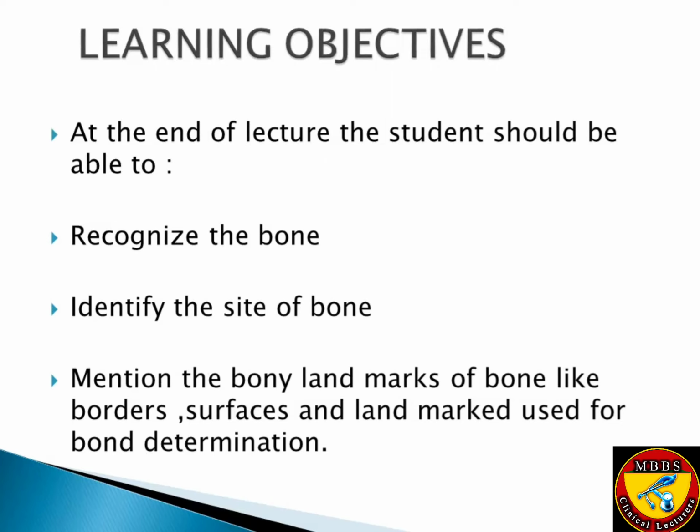The learning objectives of today's topic are that at the end of the lecture, the student should be able to recognize the bone. The student should be able to identify which side the bone belongs to, whether right side or left side. The student should be able to know the different landmarks of the bone, like the borders, surfaces, and the other landmarks which are used for side determination and bone determination.